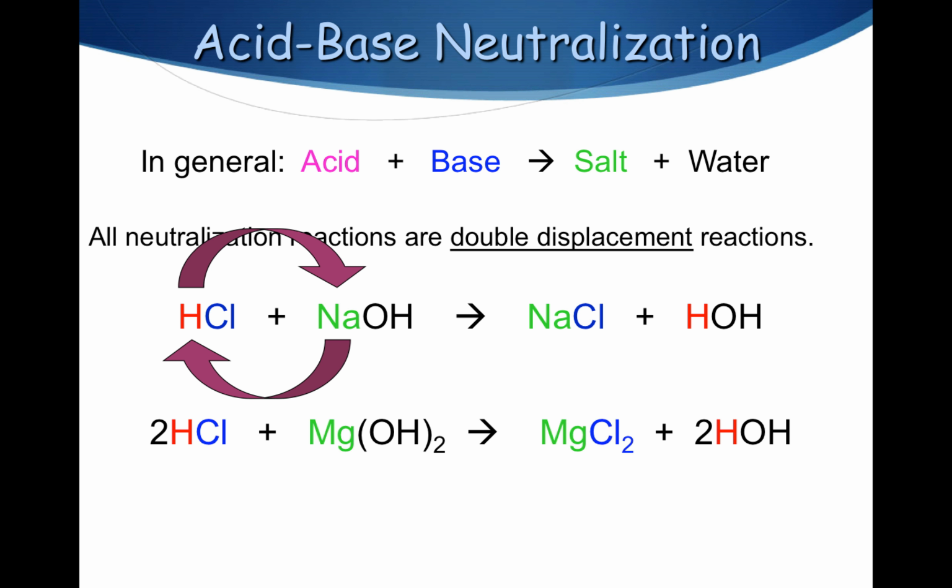Consider this neutralization reaction. Hydrochloric acid plus magnesium hydroxide produces the salt magnesium chloride and water. Remember, a salt is anything held together by ionic bonding. Magnesium is a metal, chlorine nonmetal. This would be an example of an ionic substance or a salt.